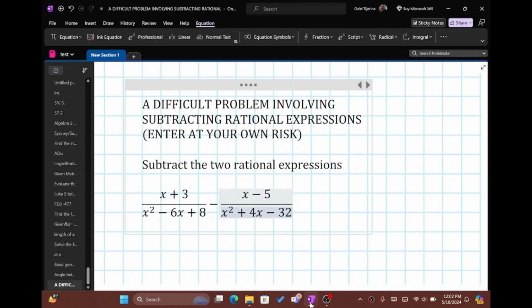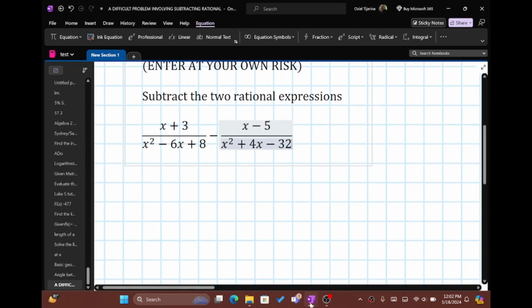The reason why this is so difficult is because we need to understand how to factor, and we need to be careful with how we do the problem algebraically. Be careful with your algebra. It is a lot of algebra. So I do want to make a disclaimer.